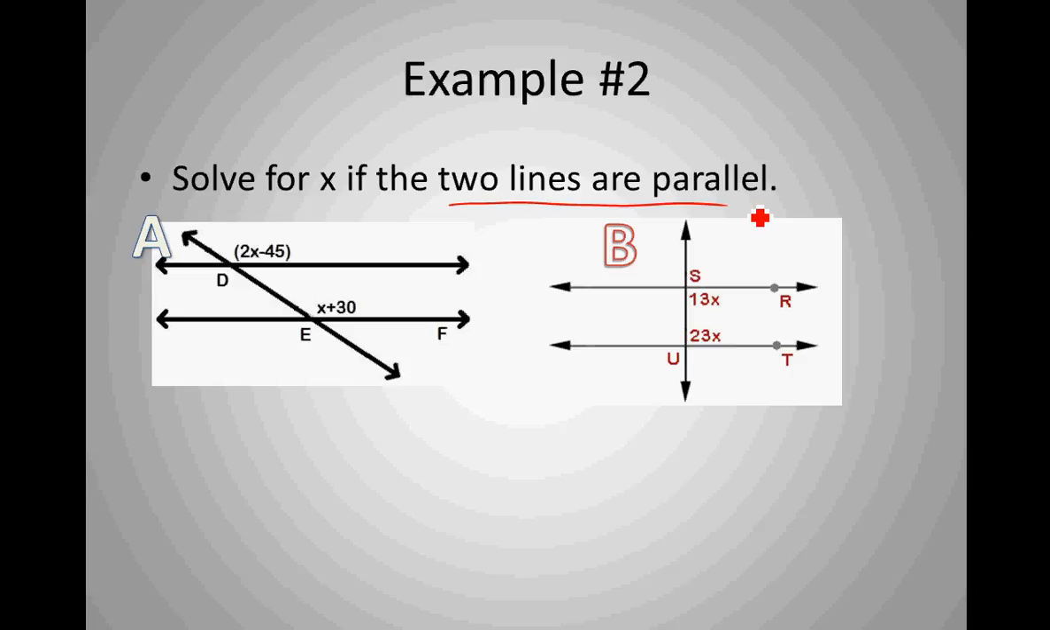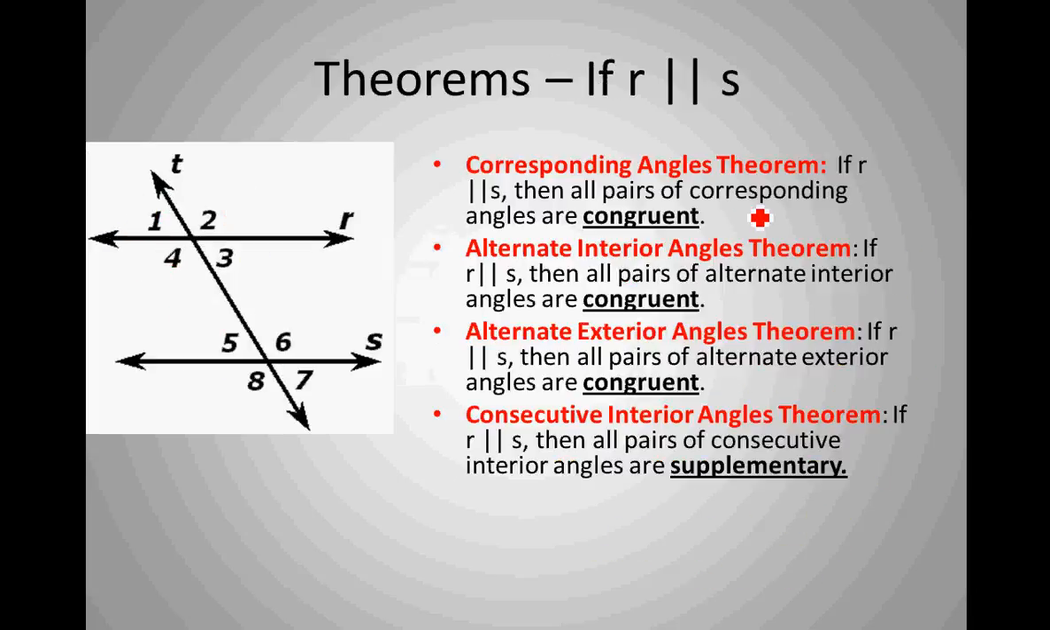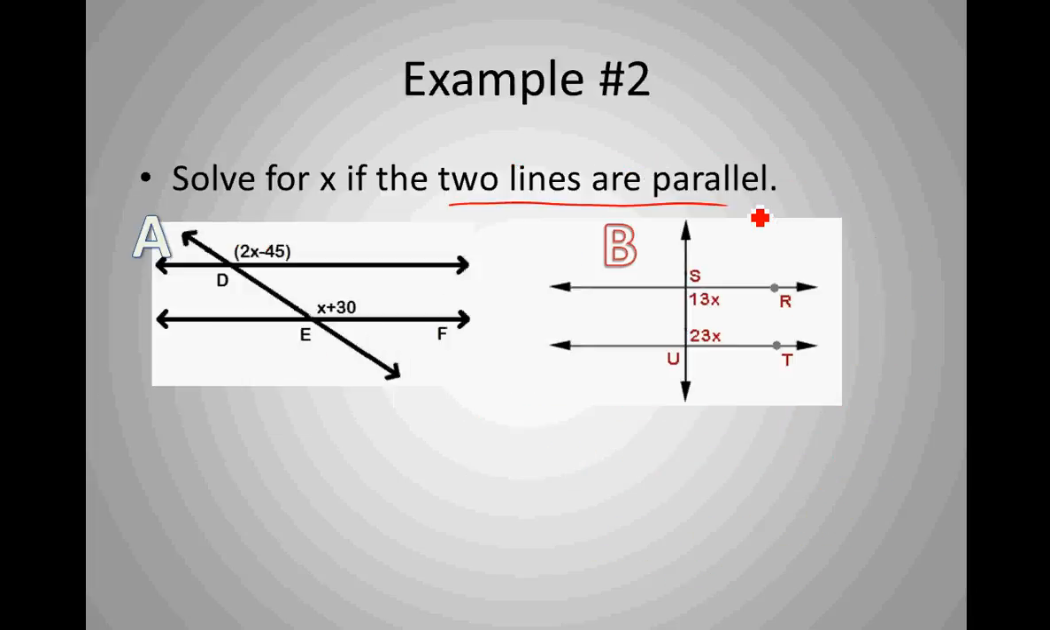So in letter A there, the first thing we're going to have to do is identify the pair of angles. And if you look at them, they're both in the top right-hand corner. So that means those angles would actually be corresponding angles. Once again, flipping back to our rules, the corresponding angles theorem says if you have a pair of corresponding angles and the lines are parallel, then the angles must be congruent. So right here, that means the 2x minus 45 degree angle would have to equal the x plus 30 degree angle.